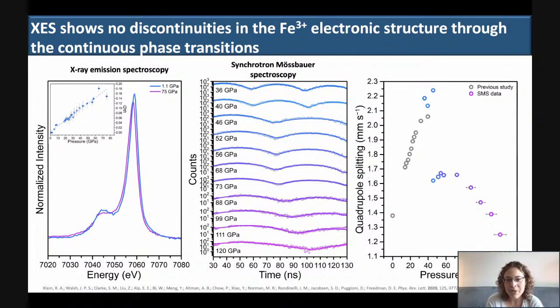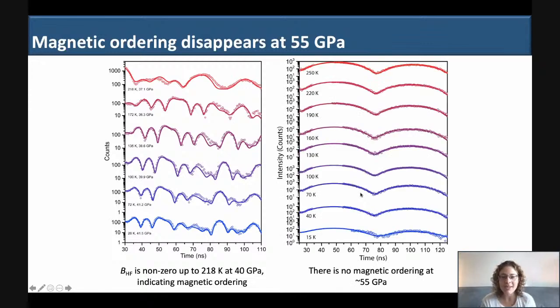at these pressures. So the synchrotron Mossbauer spectroscopy, which is a way to probe the local magnetic field, indicates a dramatic difference. So the quadrupole splitting changes, as you can see here, but the key point is that the magnetic order disappears at 55 GPa. And so jarosite in its ambient phase is antiferromagnetic, and it's magnetically frustrated with a transition temperature of around 77 Kelvin, which is a Néel temperature.